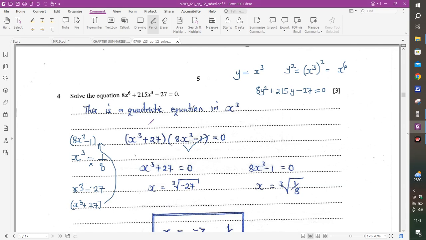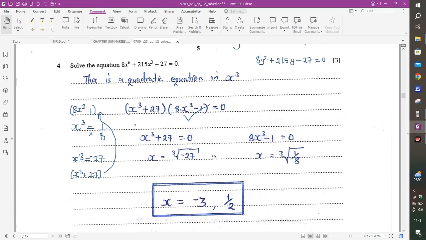Now, after having those two factors there, so 1 over 8, for me to get x, because this is x cubed, which is equaling to that, then I'll take the cube root of negative 27, and that will be negative 3. And then the cube root of 1 over 8 will give you a half.